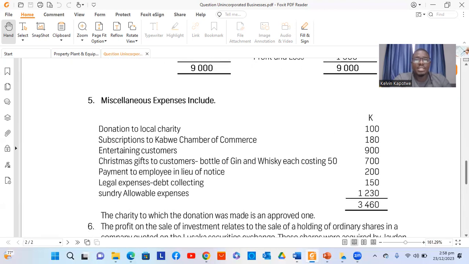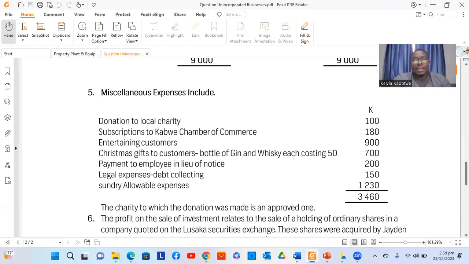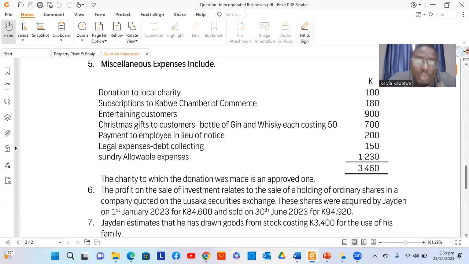Then let's look at the miscellaneous expenses. All right. So donations to a local charity. So a local charity is a charitable organization. For example, the income tax has given us guidance on public benefit organizations. So a charity is a public benefit organization, okay? And the guidance is that if it is a public benefit organization, it is approved by the Ministry of Finance and it is incorporated according to the laws of Zambia, then any donation made to such an organization is an allowable expense on the part of the donor, all right?